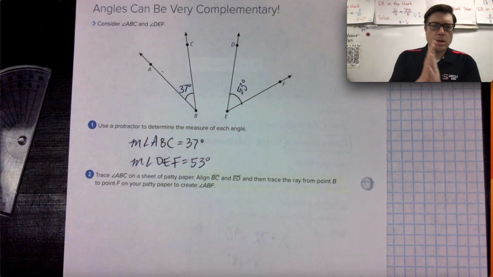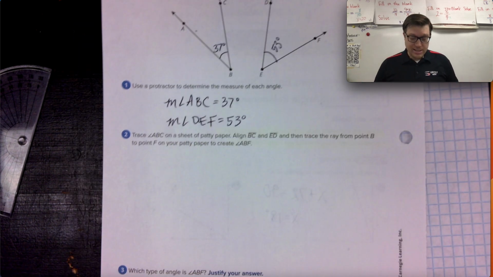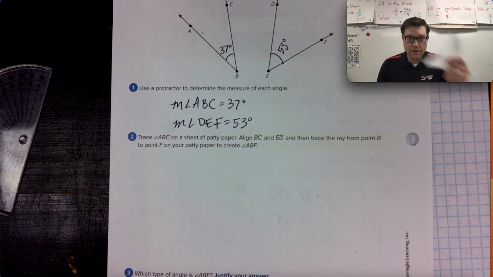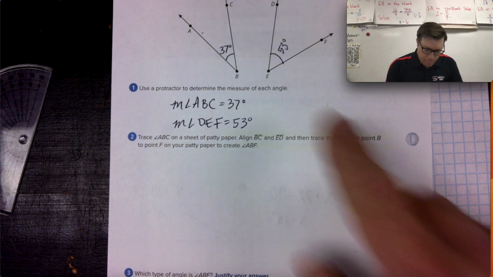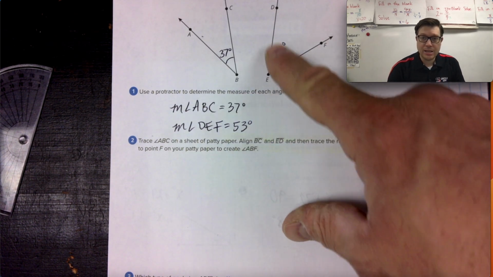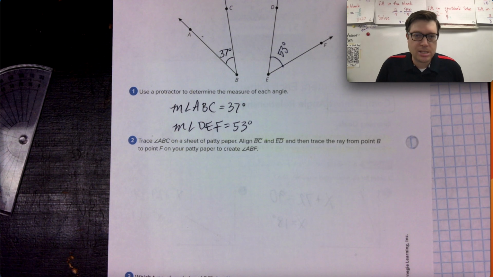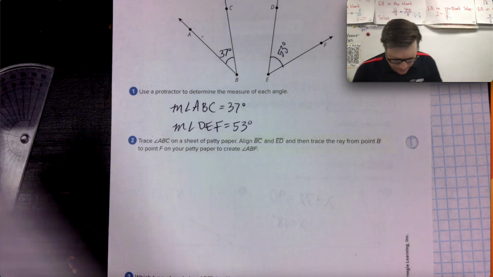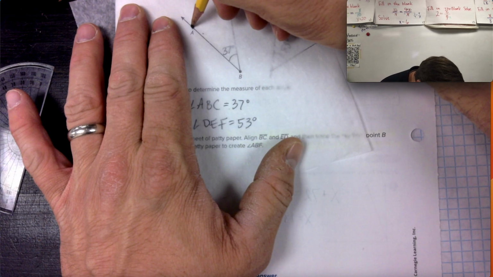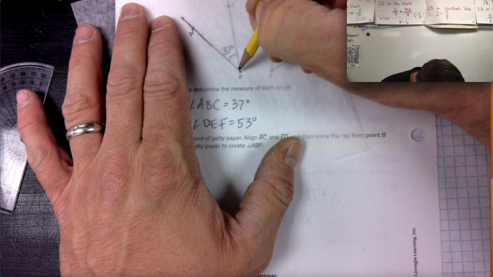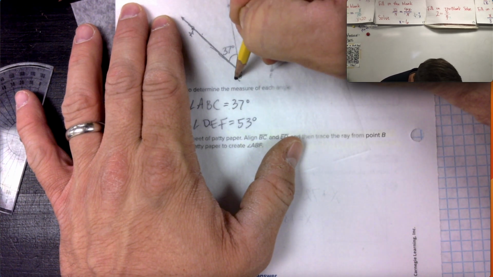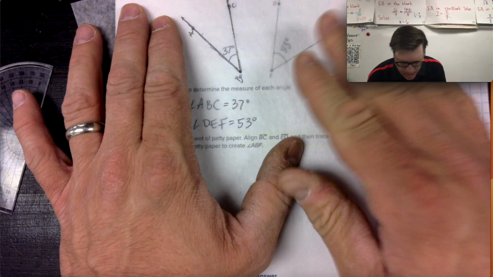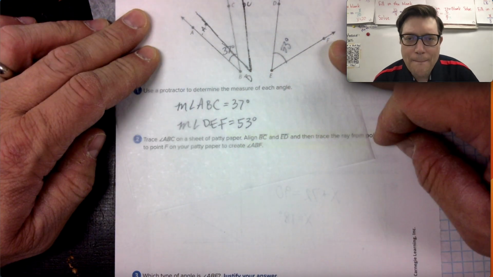Okay. Maybe you're back, maybe you skip forward, maybe you're trying to sight in on where we are with question 2. Question 2 says, trace angle ABC on a sheet of patty paper and then align BC with ED. And then trace the ray from point B to point F on your patty paper as well. So I think what needs to be said is trace it first. So tracing, there's A, here's B, label with your letters. Catch that 37-degree angle there. And then it's align BC and ED.